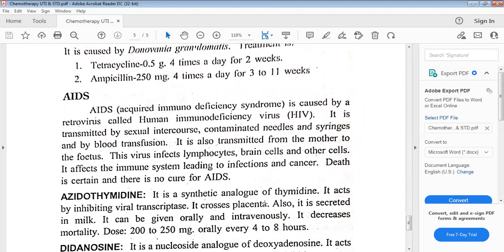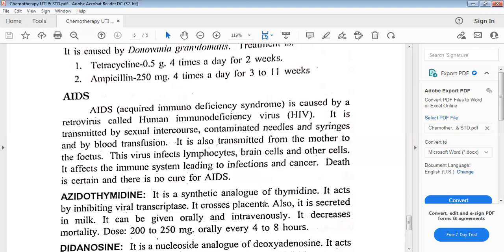If any exchange of body fluids is taking place, like suppose there are drug users, narcotic drug addicts, right? So they will be injecting the drugs into their body. So when those needles and syringes are contaminated by one person's blood and the other person uses it, that way also AIDS can spread. Or during the process of blood transfusion, or from the mother to the fetus also this virus can spread.